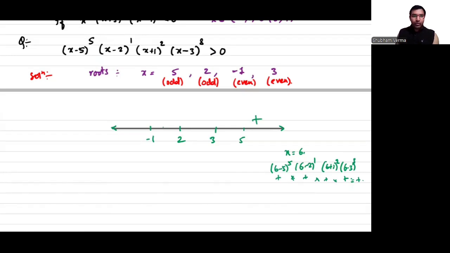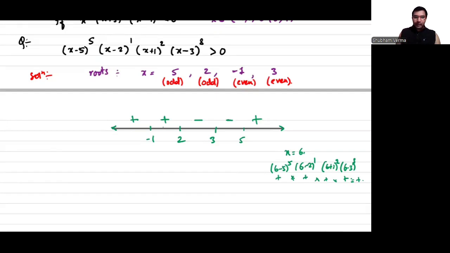Now 5 is what kind of root? It's an odd root, isn't it? So the sign will change. Here it will become negative. Getting it? Yes. And then 3. 3 is what kind of root? Even. So the sign will remain the same. 2. 2 is an odd root. So the sign will change. What is minus 1? Even. So the sign will remain the same. Right? Now they have asked where the function is greater than 0.